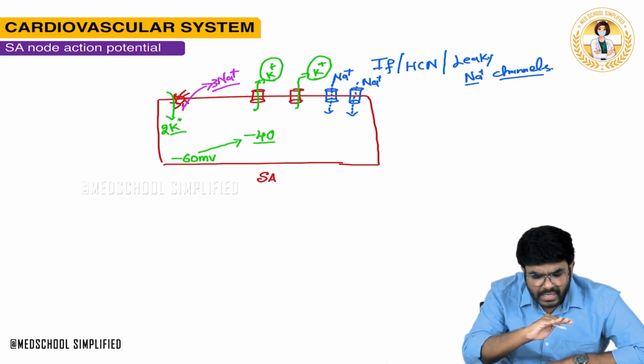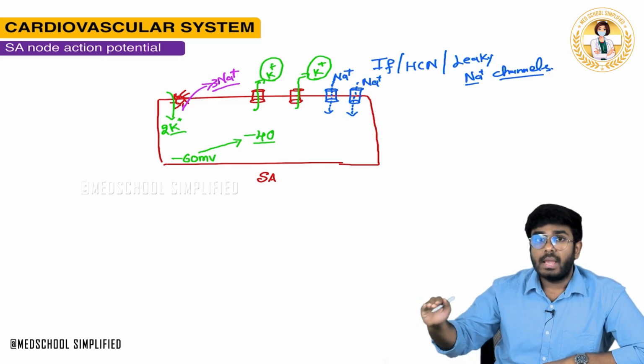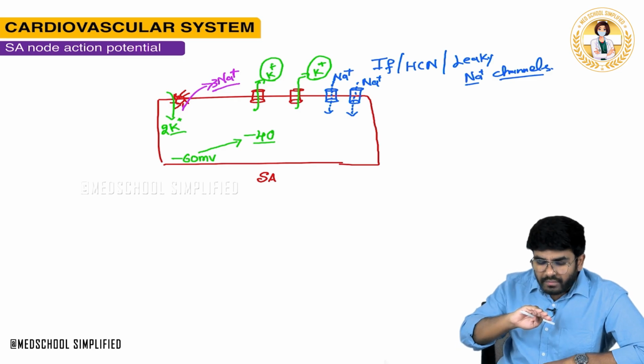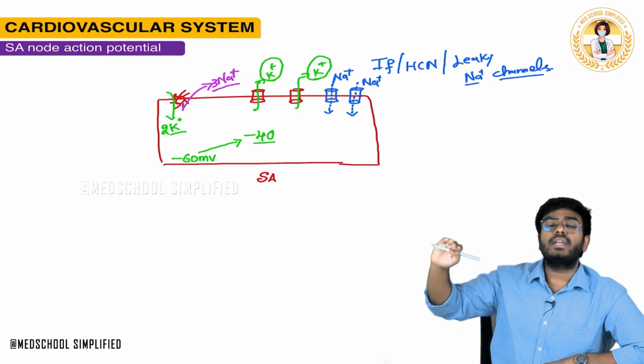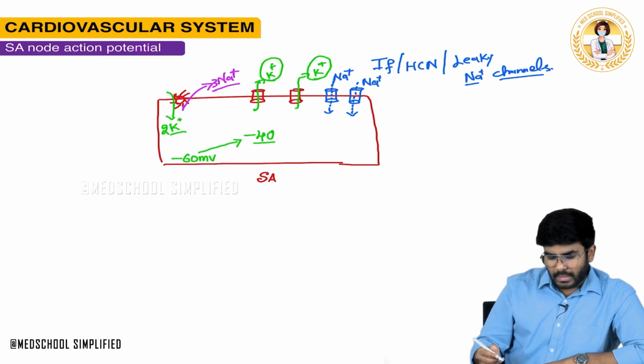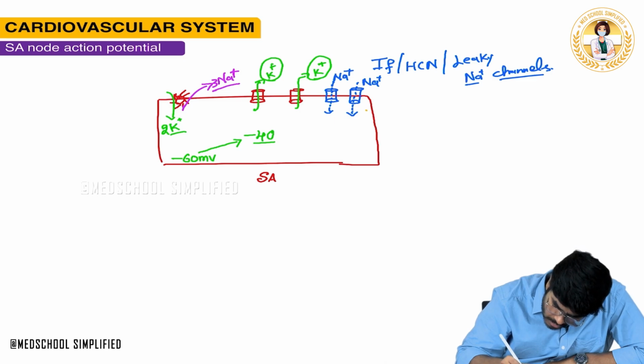Resting means that if it is there constantly at minus 60, that is called a resting membrane potential. But this is a pacemaker potential, which is not resting, it is restless. All the time from minus 60 it will go to minus 40 because of the inward movement of sodium mainly. But also remember one more important point, there are also some channels called T-type calcium channels.